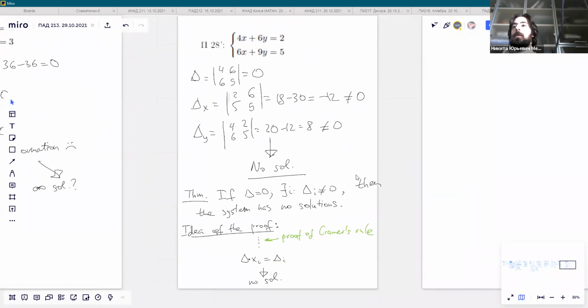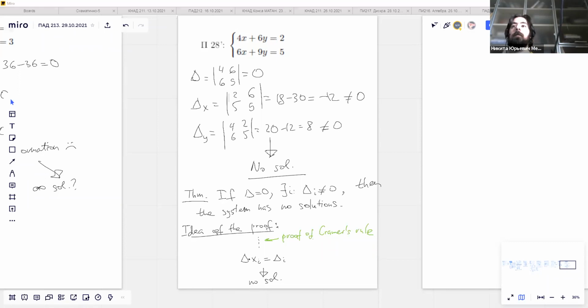So if the Cramer's formulas say that something non-zero is divided by something 0, then immediately there are no solutions. And if all of them are 0 divided by 0, then unfortunately it is like no information. We don't know. Okay.